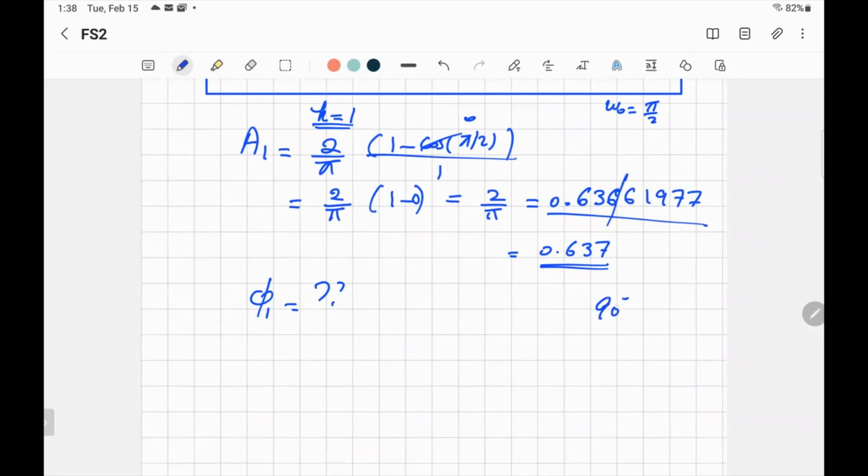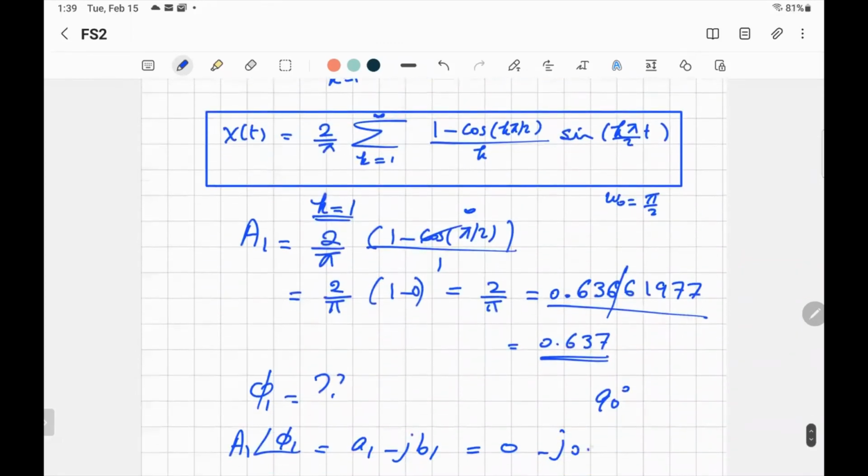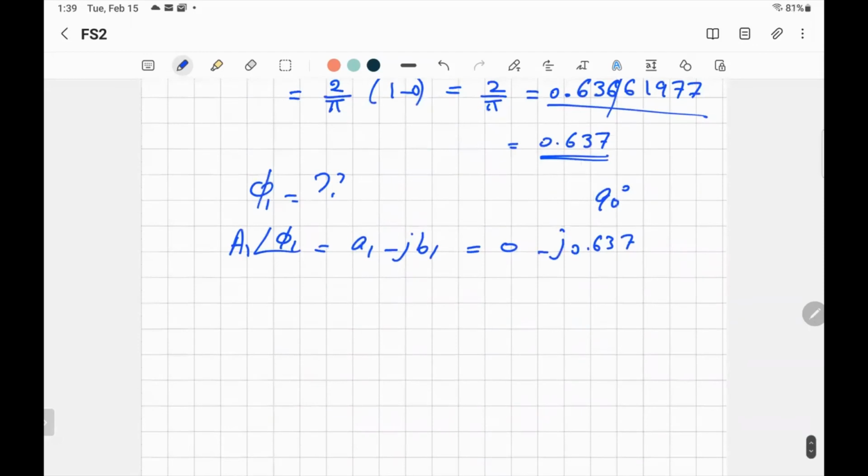Well, let me write an answer, 90 degrees. Anybody have an answer? Another answer? Oh, the lecture is over. Just let me solve this one and we're done. So you write it like that, A1 at angle phi 1, it should be like A1 minus jB1, right? That's the way you do it. So A1 is equal to 0 because it's odd. All the A's are equal to 0, minus j. What's B1? B1 is what we got here. That's your B1, right? Which is 0.637. So what is the angle? Negative pi over 2, negative 90, because positive is 0 and minus j is down. So it's minus 90 degrees.